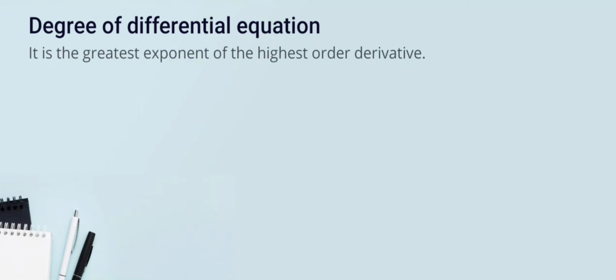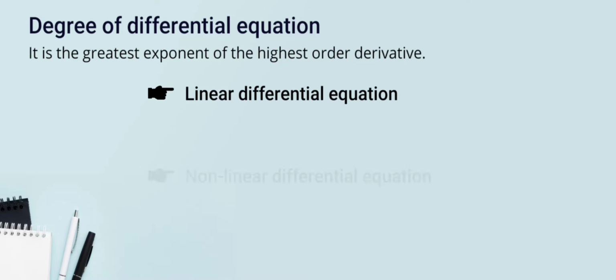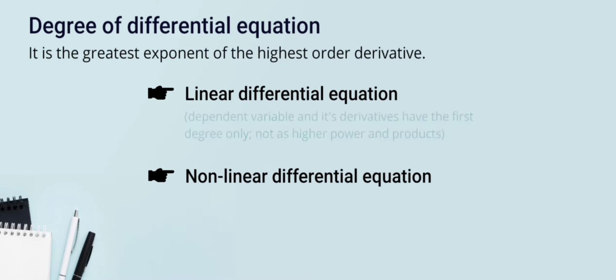Now what is degree of the differential equation? It is the greatest exponent of the highest order derivative. Of course, it has to be rationalized, as far as the derivatives are concerned. Based on degree, we can categorize the differential equations into linear and nonlinear. When, in an ordinary or partial differential equation, the dependent variable and its derivatives have the first degree only, and not as higher powers or products, then the equation is said to be linear, otherwise it's a nonlinear.